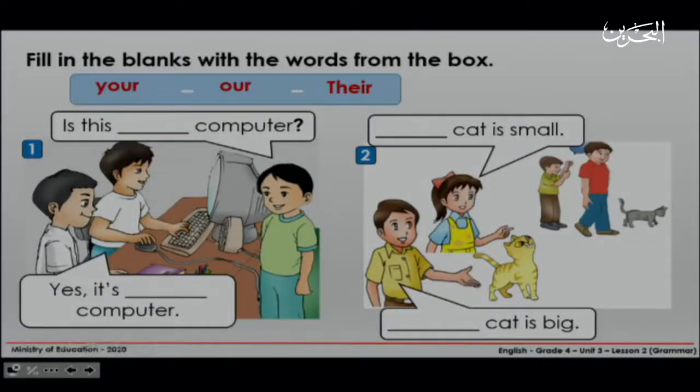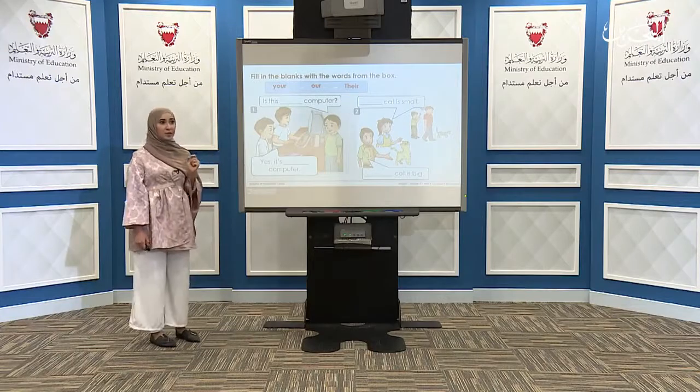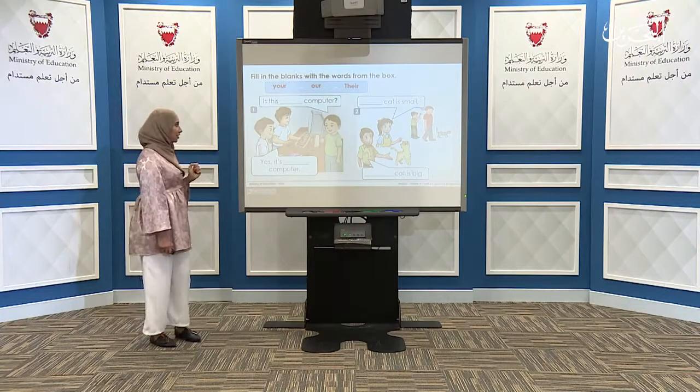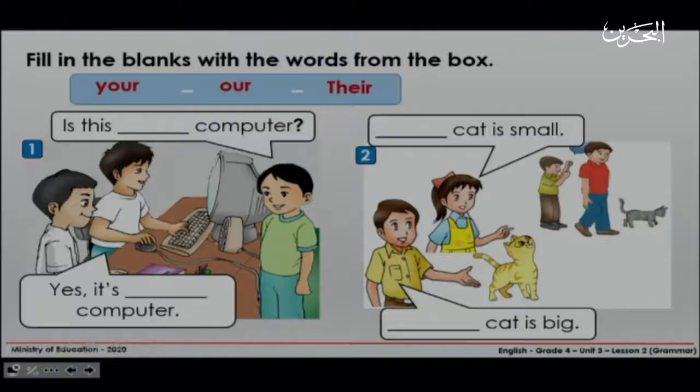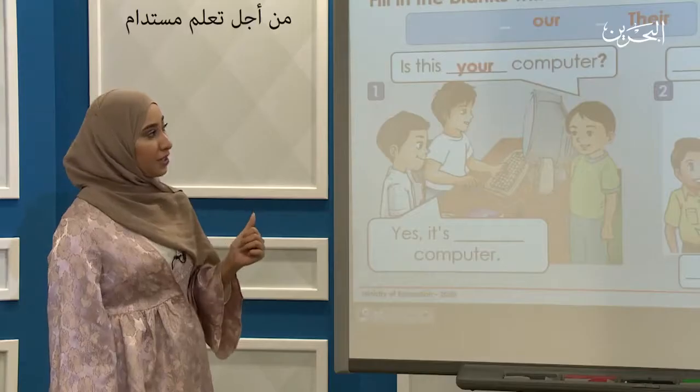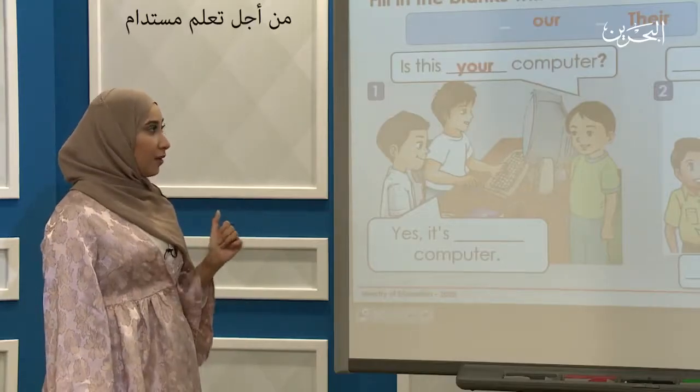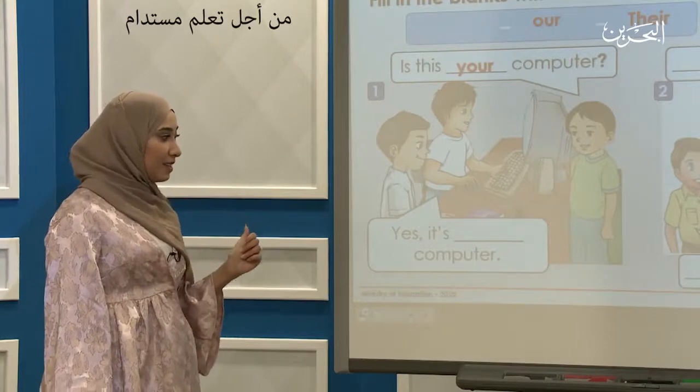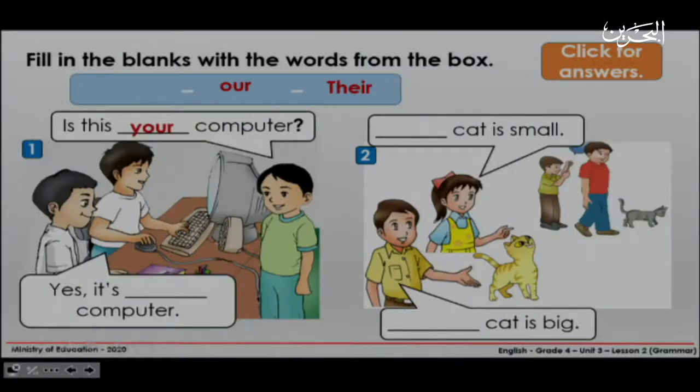Now, let's look at these words in the box. We are going to use them to fill in the blanks. Now, let's see the question number 1. Is this your computer? Write down the answer on your board. Good. Is this your computer? What about the answer? Yes, it's our computer. Good. Let's see number 2.